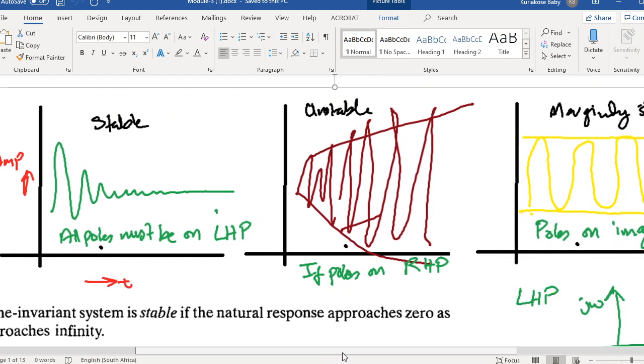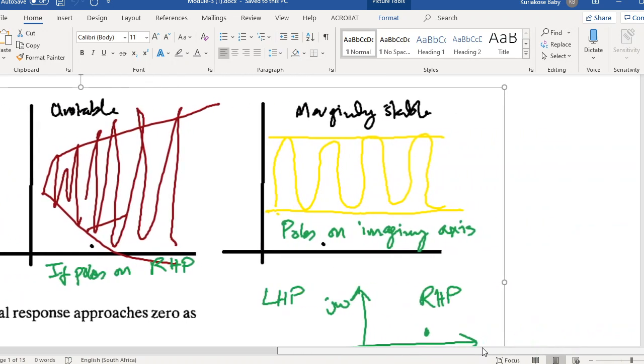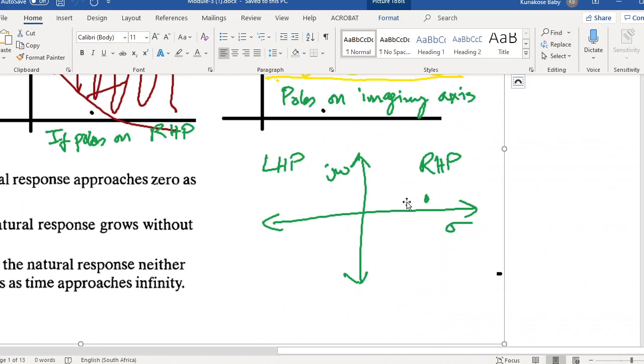Now if a system is unstable, then one or more than one pole will be on the right-hand plane. So you can have a situation where there are poles lying on the left-hand plane, but if there is even a single pole lying on the right-hand plane, it would mean that the system is unstable. So poles located on the right-hand plane point to an unstable system.